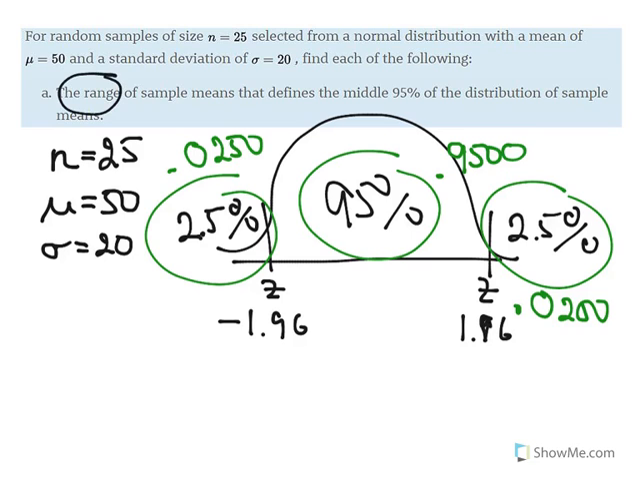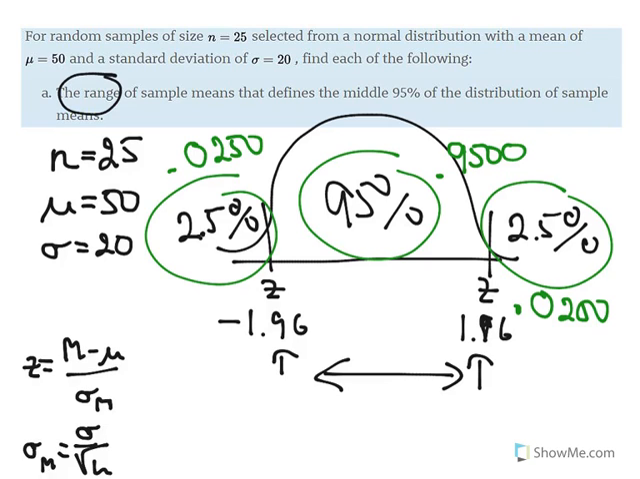So now we're looking for a range, right? Because we're looking from here to here. So that's the range right here. And now we just do our calculations. First we write our formulas down. So that is our z formula, M minus the population mean over the standard error of the mean. And for that the formula is the standard deviation over the square root of the number of people. So now we just plug in 20 over the square root. We said our n is 25. So that's 20 over 5. That is a standard error of 4.